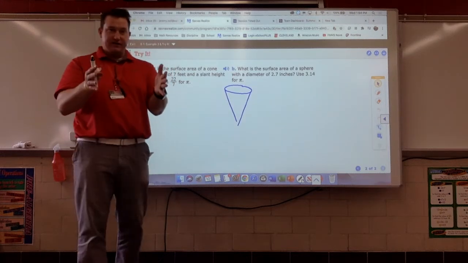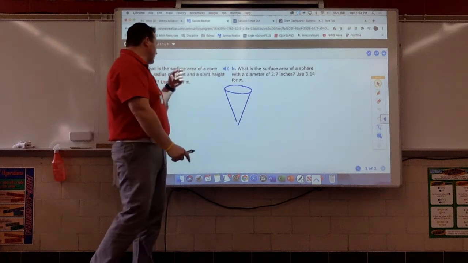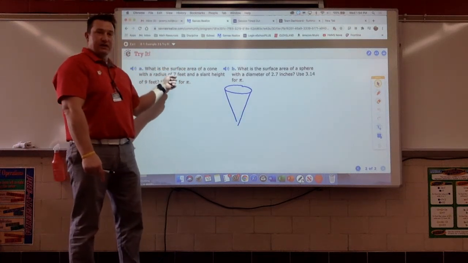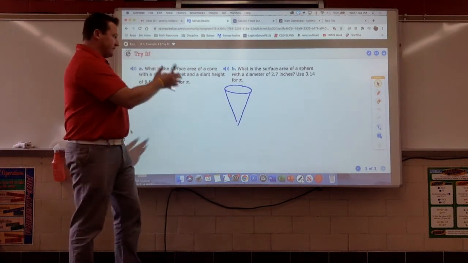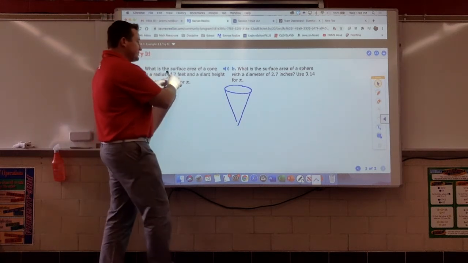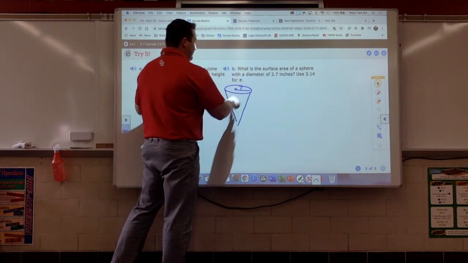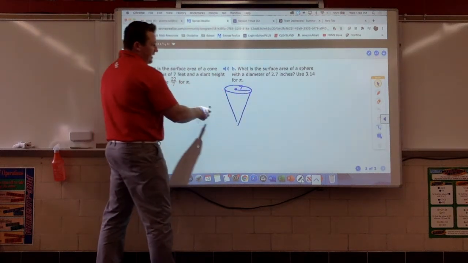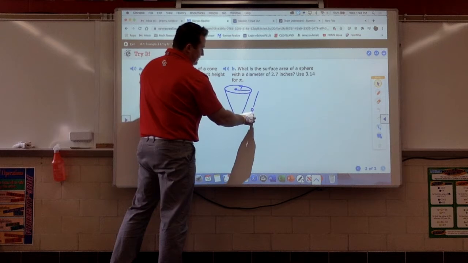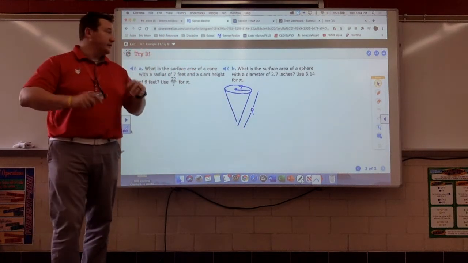Nothing drives me crazy like when you guys don't draw a picture. I'm good at math, but I don't even like to do this without a picture so I can visualize what dimensions go where, okay? So radius of 7, that's this distance right here, and I have a slant height of 9, so this dimension here is 9. That's all I really need.